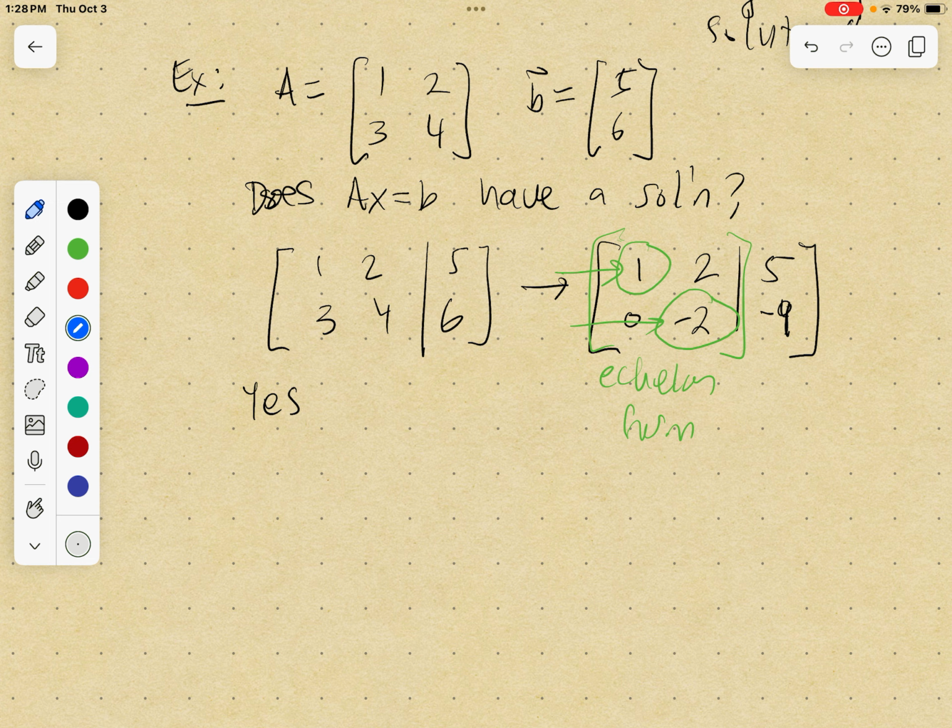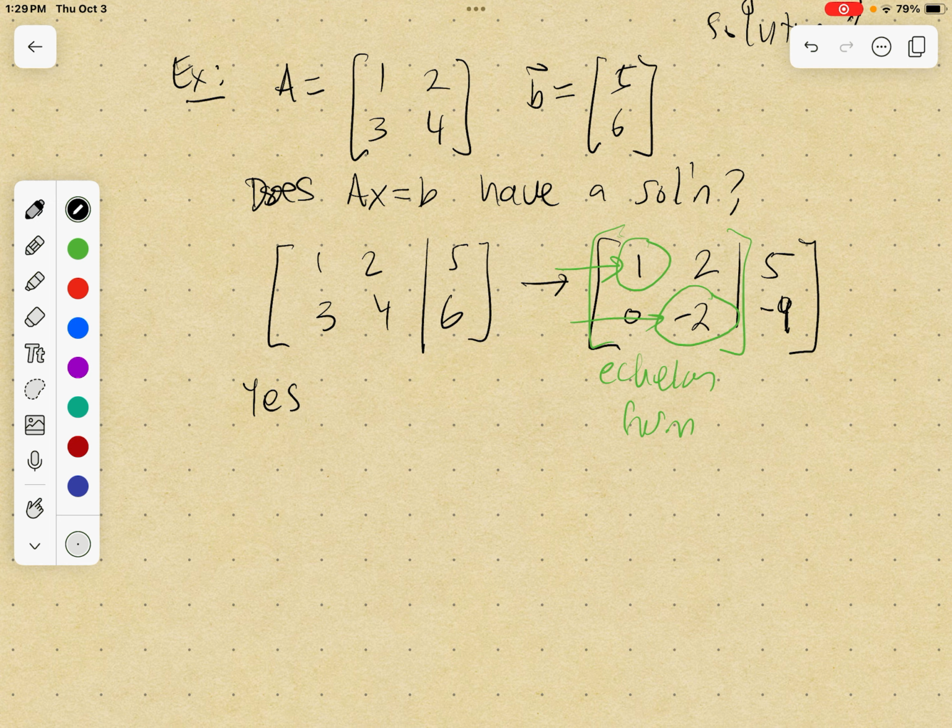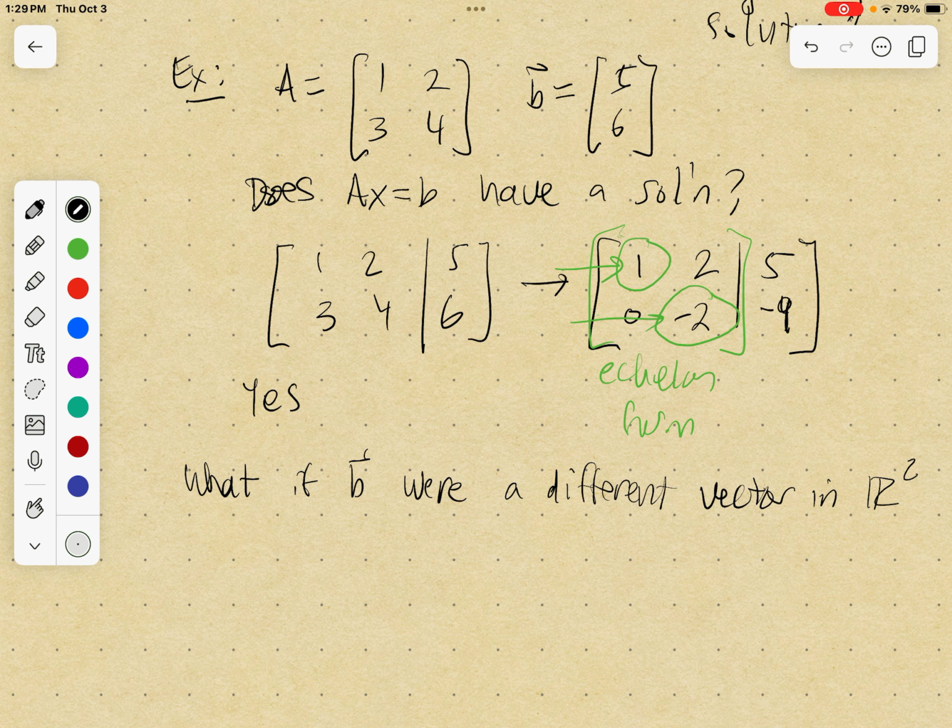Okay. Now the question is, let's think about this. What if B was a different vector? What if B were a different vector in R2? Then would AX equal B have a solution? Well, what do you think?